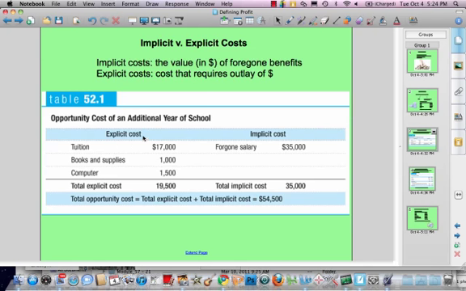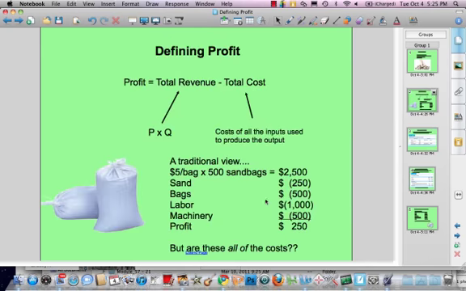Well, let's take a look. Explicit costs, those that require outlays of dollars. We have tuition, books and supplies, and a computer for a total of $19,500. Implicit costs, so the value measured in dollars of foregone benefits. In this case, a foregone salary. I could have earned $35,000 in a year, and instead I went to school for a year. So total opportunity cost, total explicit cost plus total implicit cost, is $54,500. Already I'm starting to question the way that I computed costs associated with my sandbag business.